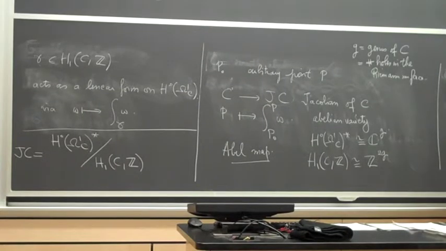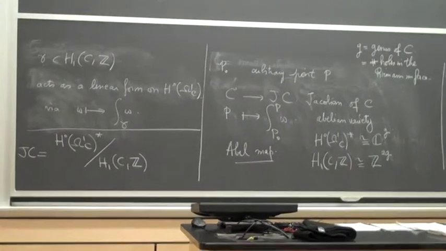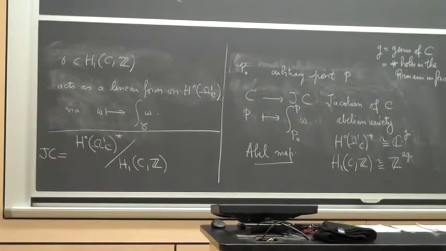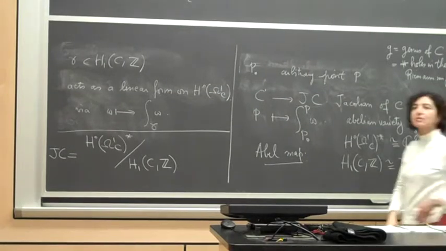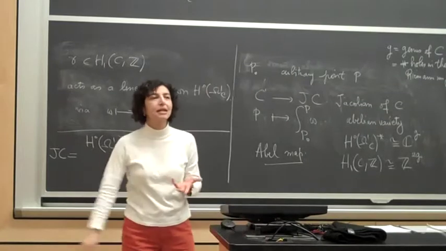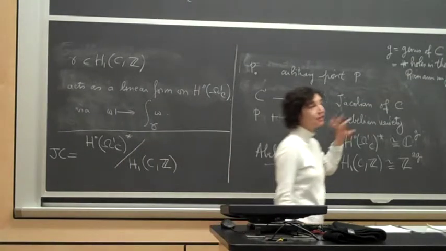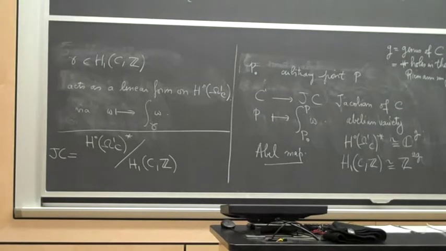So basically, the Jacobian of C is topologically a product of S1s: S1 times S1 times S1, 2g times. And it has a complex structure, because that's why we call it a complex torus. It actually has an algebraic structure, and that's why we call it an abelian variety. Okay. Any questions so far? No. All right.